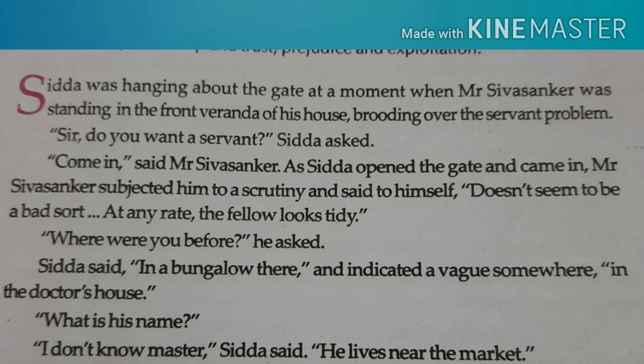And what was Mr. Shiv Shankar doing? He was standing in the front veranda of his house, and he was brooding over the servant problem. That is, he was thinking deeply about the servant problem. So maybe he needed a servant for his household, right? And the servant is always a problem, isn't it? All right, it's hard to get a servant for the household.